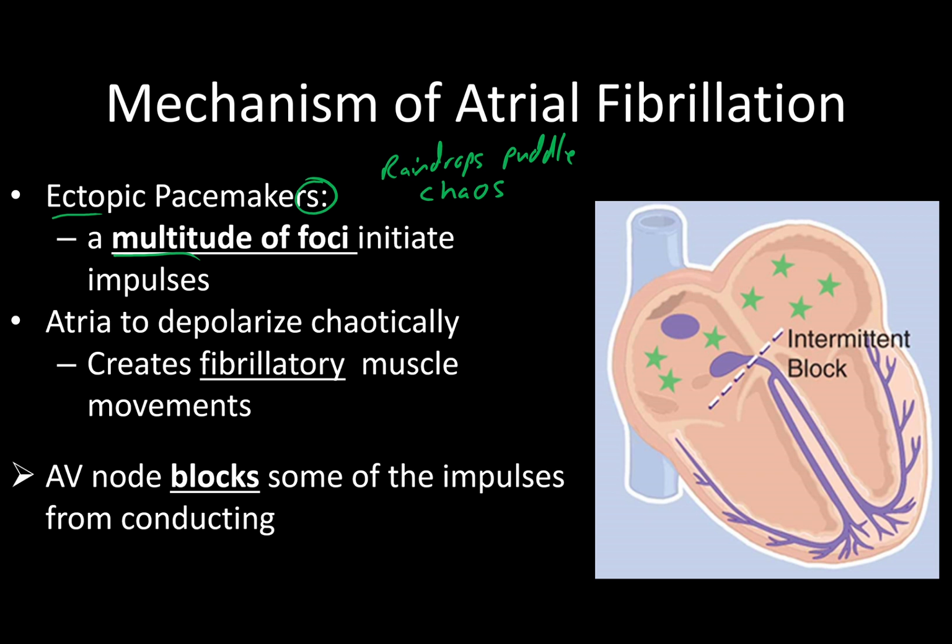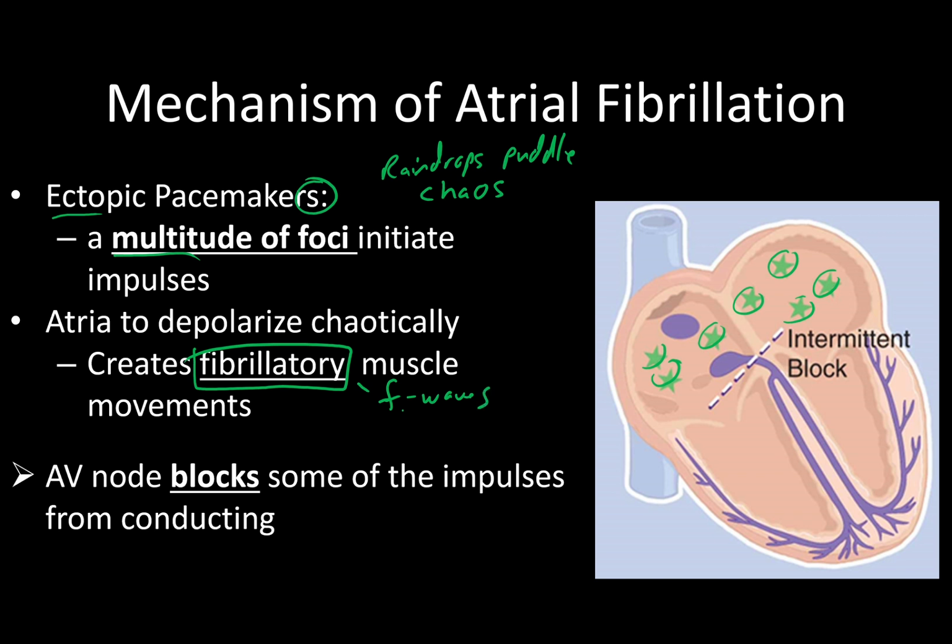makes a whole mess. And so that's the idea, is that on the left side of the heart and the right side of the heart, there's just a mess of these going off simultaneously. There's no organization whatsoever. And because of these impulses firing, it creates fibrillatory muscle movements. It's bag of worms is another way people like to describe that. And that's actually something that we pick up on the EKG as F waves.